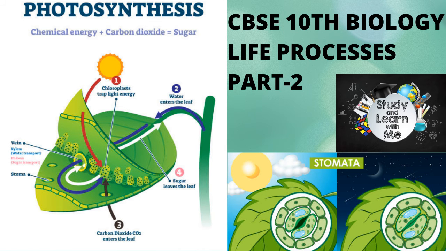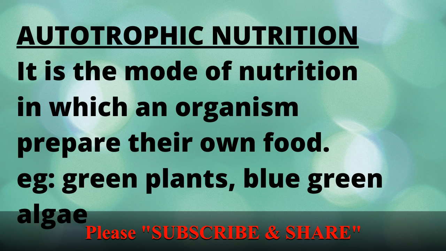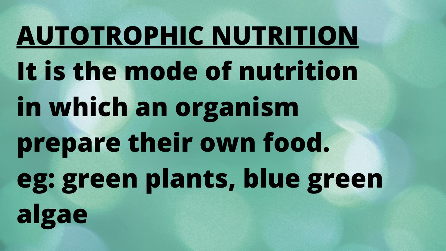In today's session, we will be discussing only about the autotrophic nutrition, particularly about the process of photosynthesis. So let's move on to the topic. In the last class, we have already learned what is autotrophic nutrition. I will just recap it once more. Autotrophic nutrition is the mode of nutrition in which an organism, especially the green plants, can prepare their own food. And organisms which perform this type of nutrition are called autotrophs. So examples for autotrophs are green plants, blue-green algae, etc.